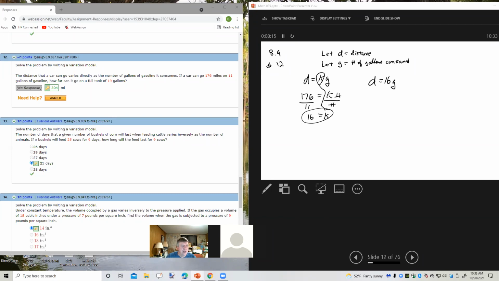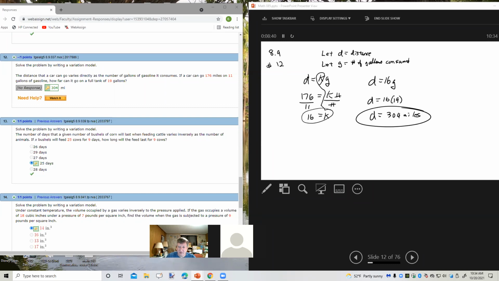Then it says, how far can it go on a full tank of 19 gallons? So D equals 16 times 19. And let's see what we have. 16 times 19 is 304 miles. Any questions on that?